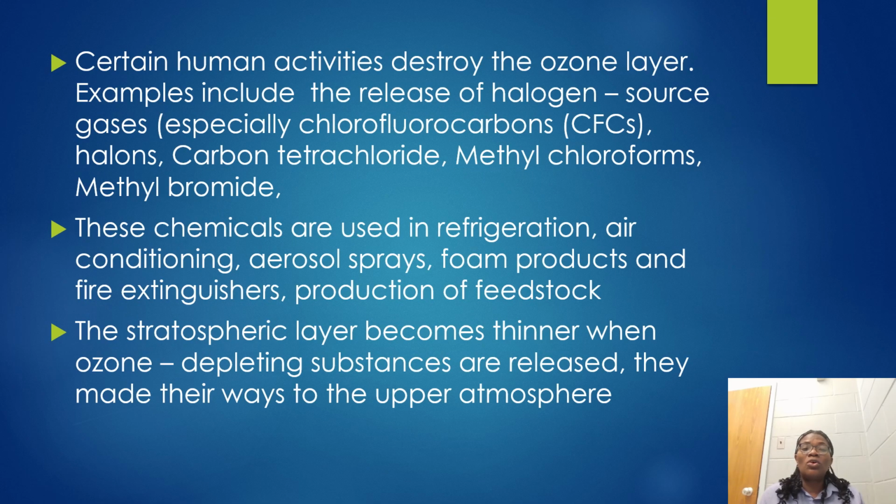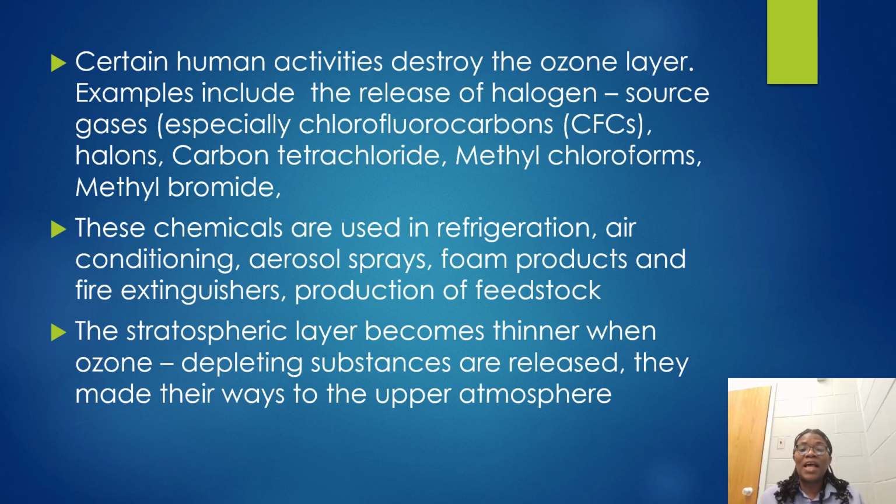Now, we have certain human activities that can destroy this ozone layer, the stratospheric layer. An example is the release of halogens into the atmosphere through gases like chlorofluorocarbons, that are normally referred to as CFCs. We have the halogens that are normally from our fire extinguishers. We have carbon tetrachloride. We have methyl chloroform. We have methyl bromide.